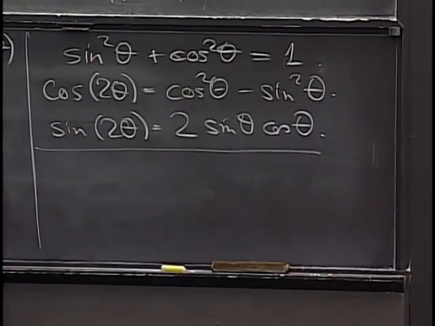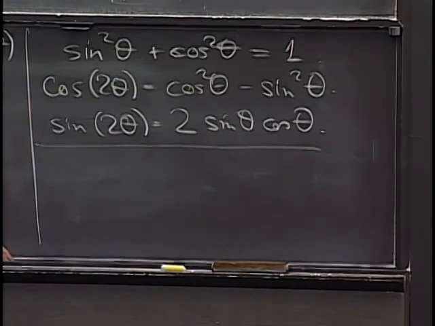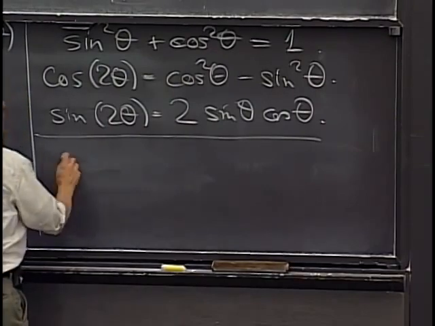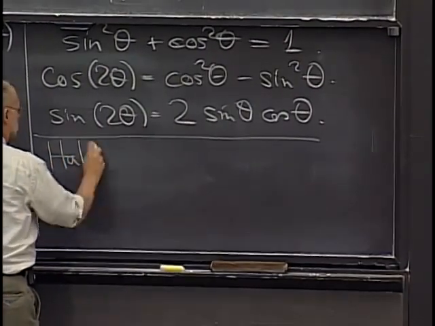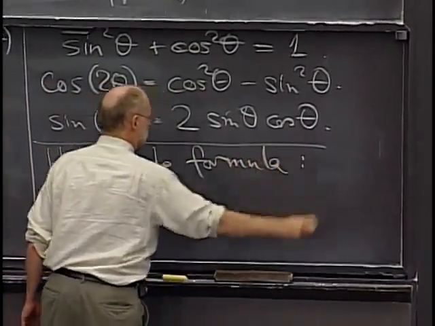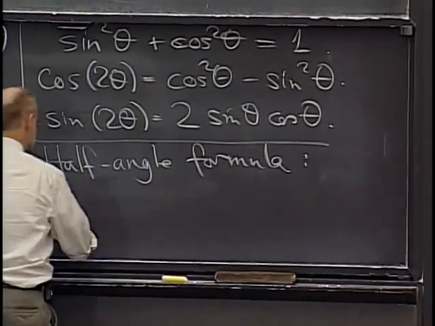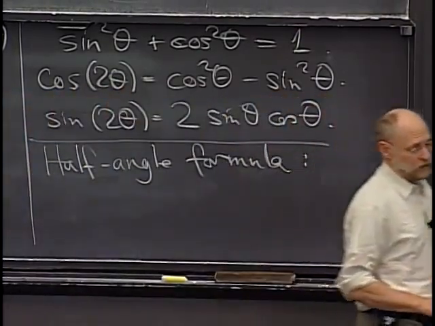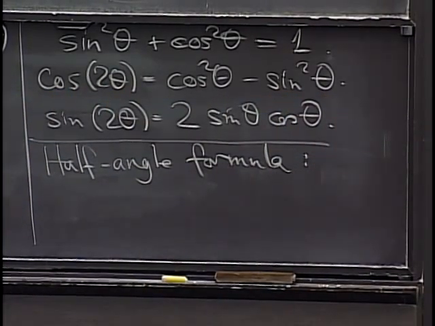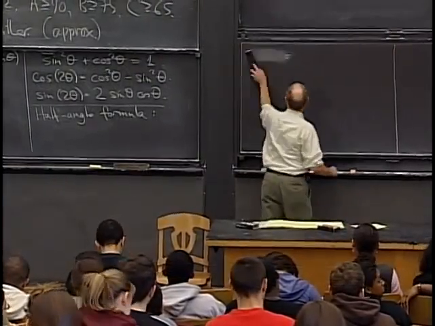Now, I'm going to use these trig identities in a slightly different way, so I'd like to pay a little more attention to this one and get a different way of writing it out. This is actually the half angle formula. I'm going to try to express the cosine of theta in terms of the cosine of 2 theta. So if I know the cosine of 2 theta, I want to express the cosine of theta in terms of it. Well, I'll start with the cosine of 2 theta and play with that.